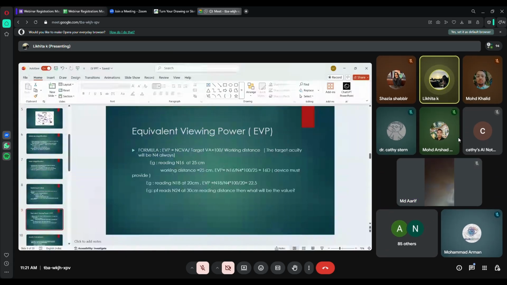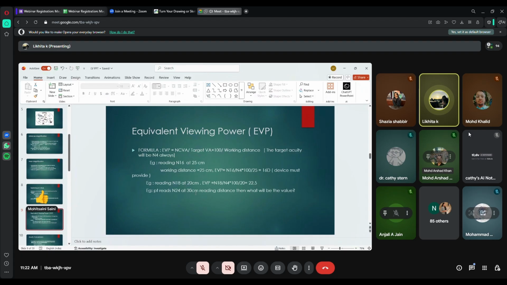Did you guys understand this? If you have any doubts, let me know. Going to the next example, if a patient reads N18 at 20 centimeters, then what is EVP? EVP equals N18 by N4 into 100 by 20. That means 22.5. So here the patient requires a 22.5 dioptric device to achieve it.